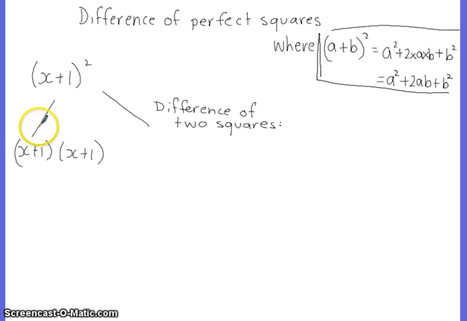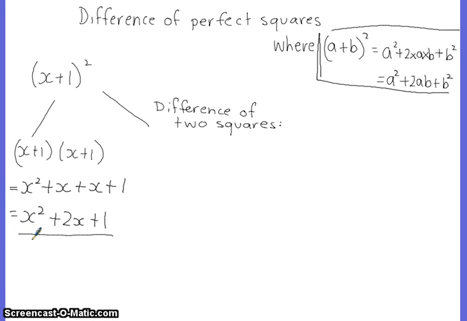So we could do it by expanding it out like this. We could do it this way. Yeah? X times x, x squared. X times 1 is x. 1 times x is x. And 1 times 1 is 1. We're left with x squared plus 2x plus 1. So we could do it that way. We could use the whole FOIL process there, and we could go through that lengthy process. Okay? Or we could say, let's use this difference of 2 squares rule.